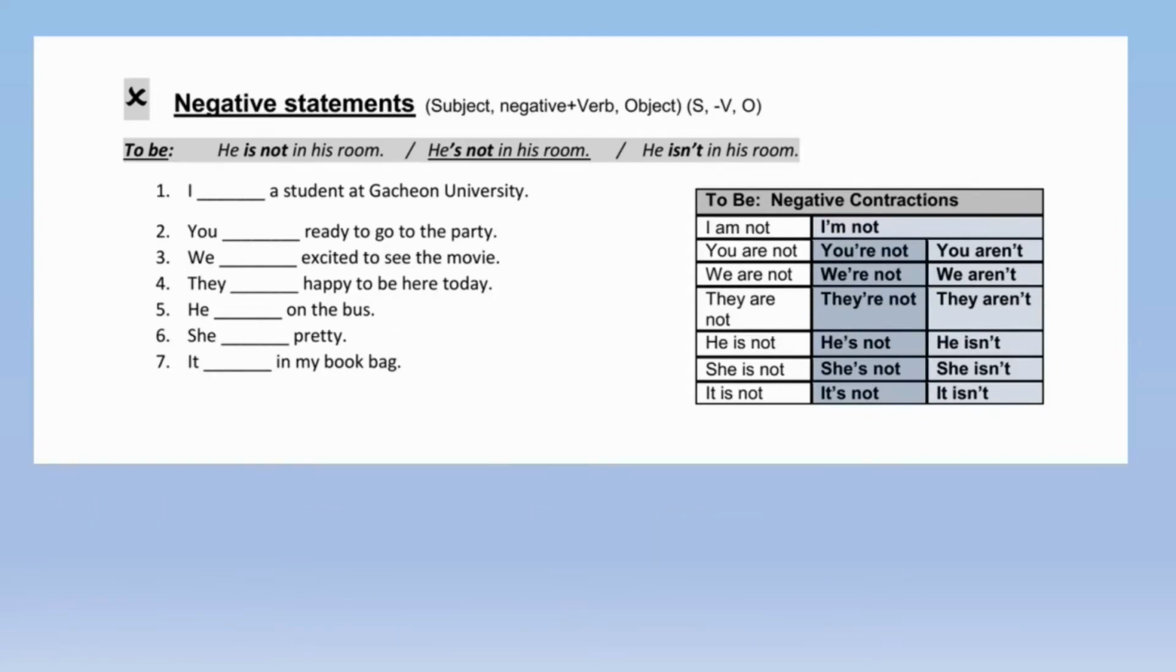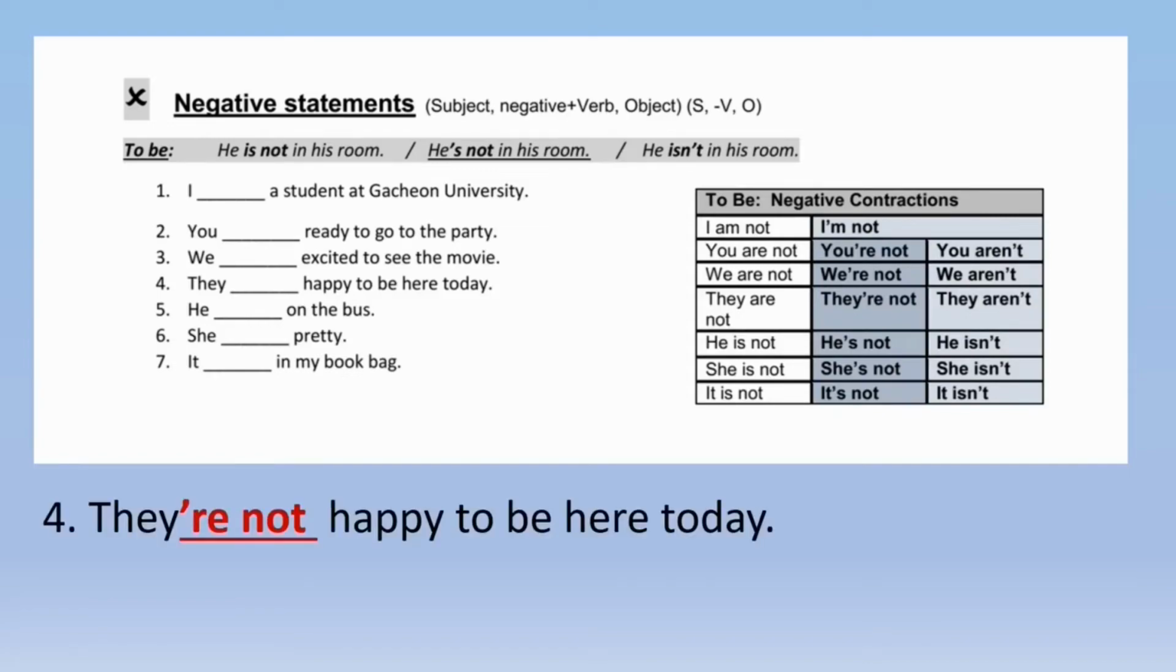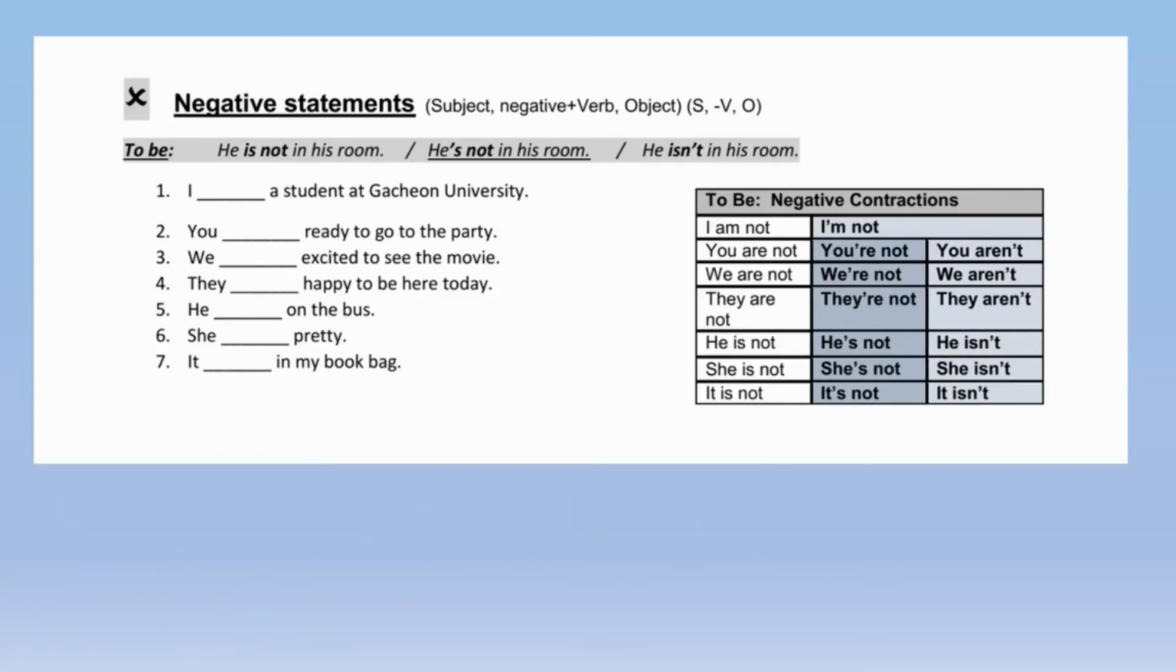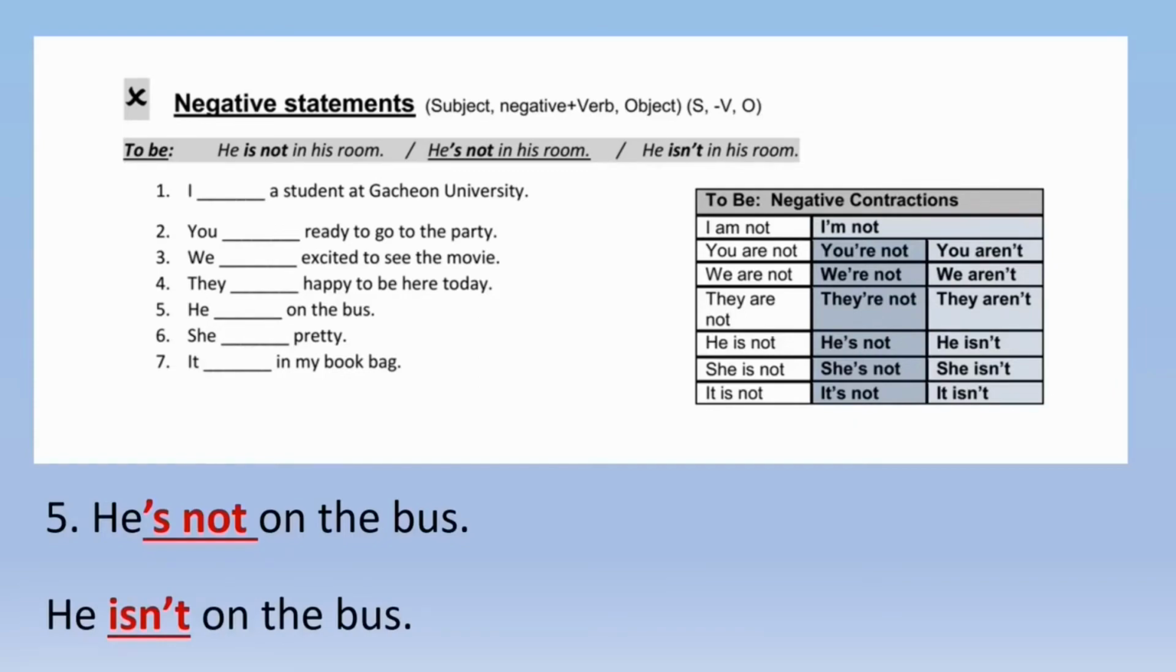Number 4. They, happy to be here today. They're not happy to be here today, or they aren't happy to be here today. Number 5. He, on the bus. He's not on the bus, or he isn't on the bus.